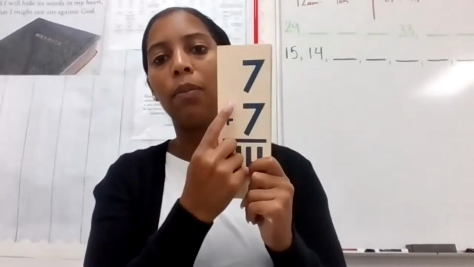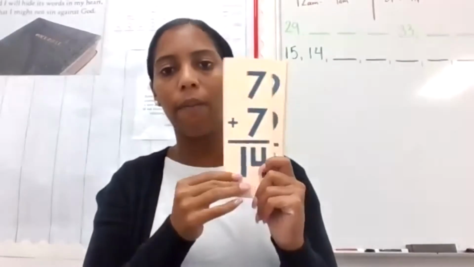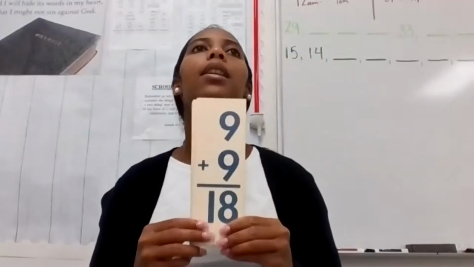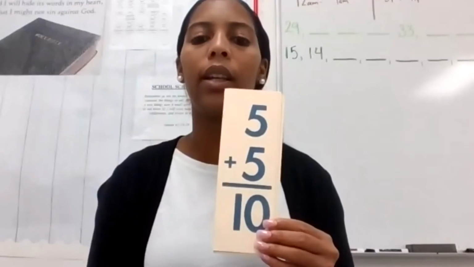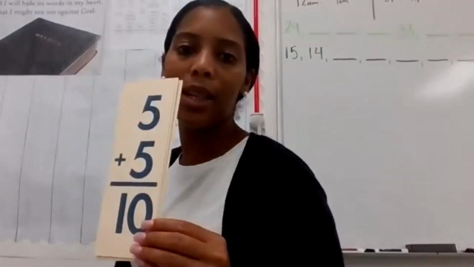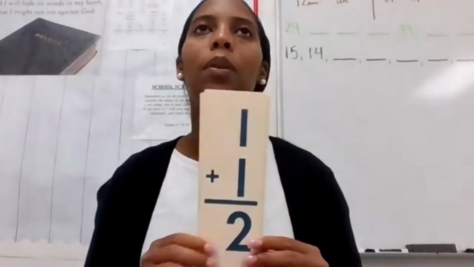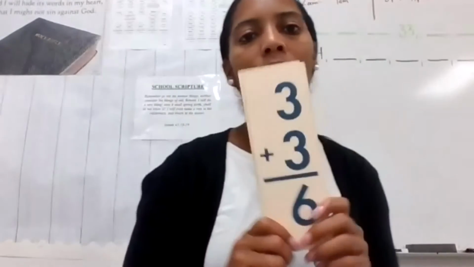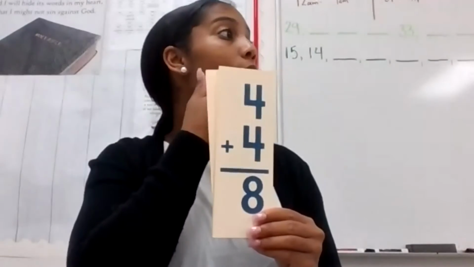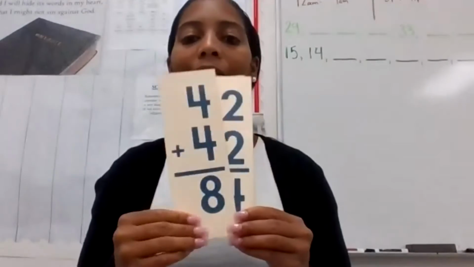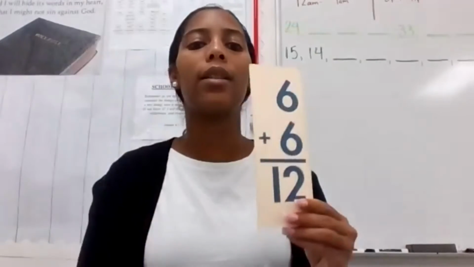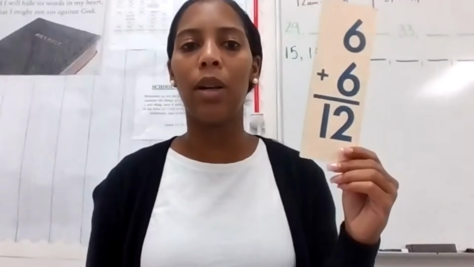Ready? 7 plus 7 equals 14. 9 plus 9 equals 18. 8 plus 8 equals 16. 5 plus 5 equals 10. 1 plus 1 equals 2. 3 plus 3 equals 6. 4 plus 4 equals 8. 2 plus 2 equals 4. And 6 plus 6 equals 12.